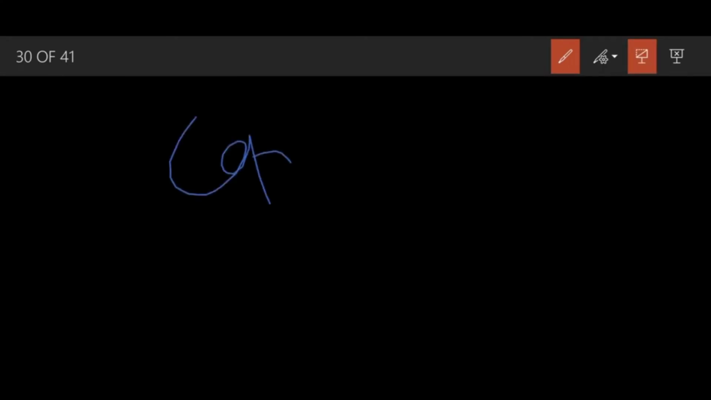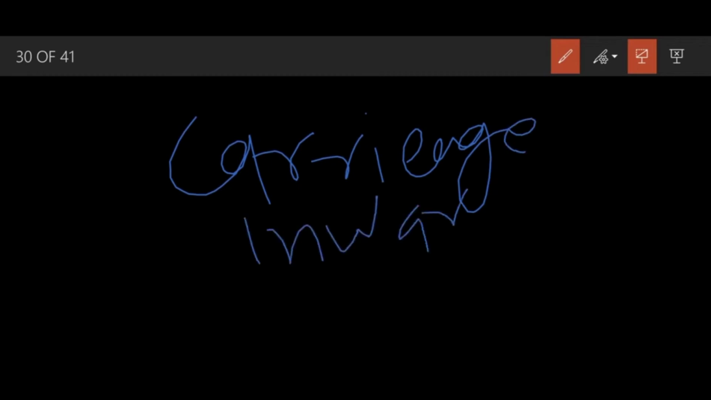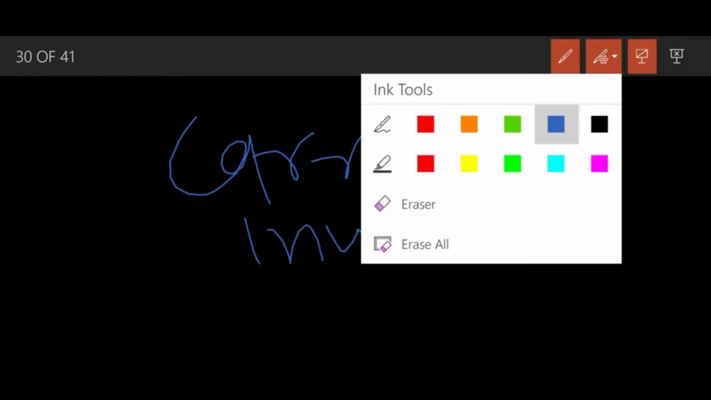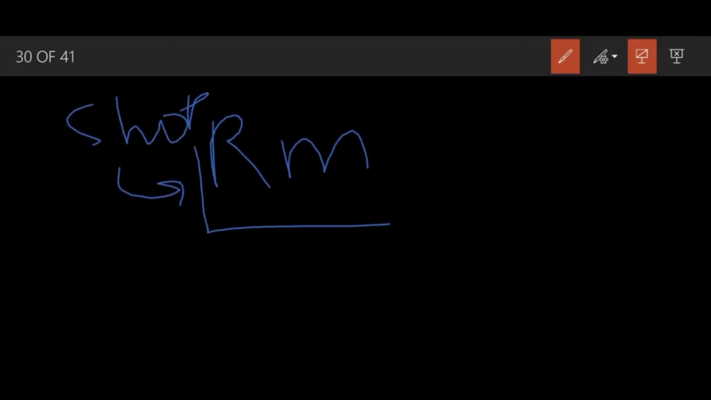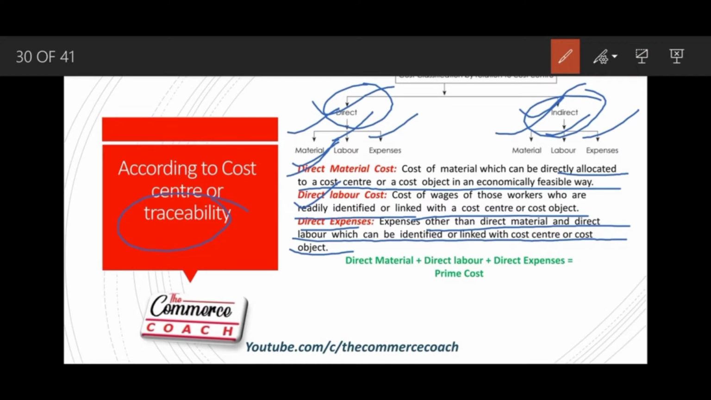For example, carriage inward, not outward. Carriage inward means if you take the raw material, how do you take the raw material from the shop of the vendor? You will load the raw material into a truck. The truck will charge you money, and this money will be known as carriage inward. And this carriage inward will be a direct expense for the business.